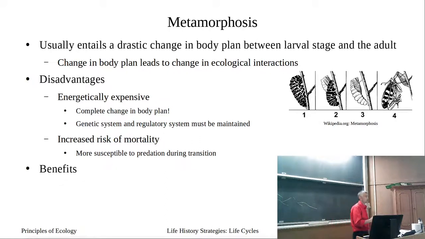Because it's not just changing our body plan, but we also have to upkeep the regulatory system, the genetic code for both sets. For direct development, you have the plan for the adult. That's it. You've got all the genetic code that says this is how we build this individual. But with organisms that undergo metamorphosis, you have to have the genetic code that says this is how you build the larval stage. Then you have to have the genetic code that says this is how you build the adult stage. And then you have that genetic code in between that says this is how we do the transition.